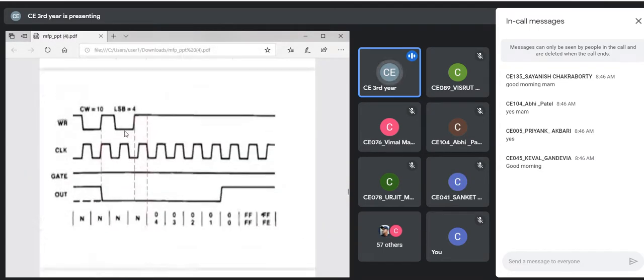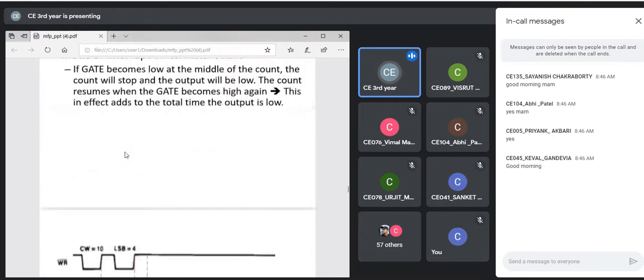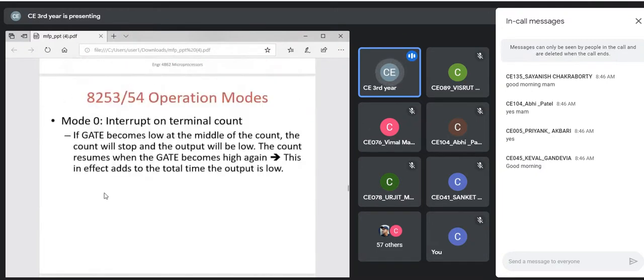Okay, so what we discussed last time was, let us quickly revise mode 0, because from that mode 0 we are going to learn about other modes. So it is very much necessary to understand that thoroughly, right? So what was mode 0?